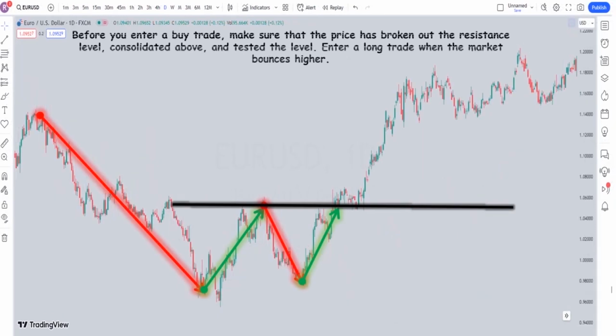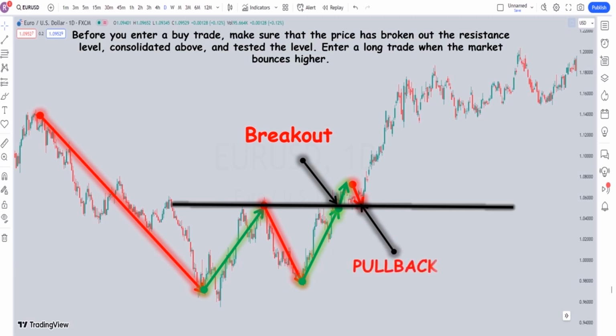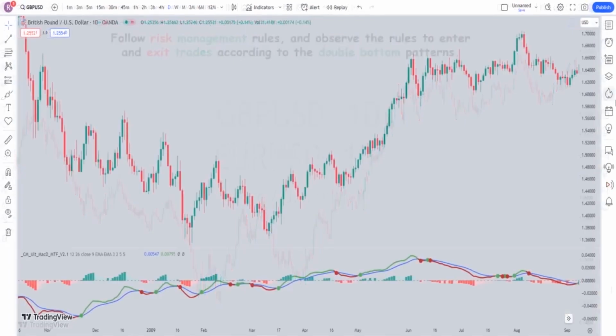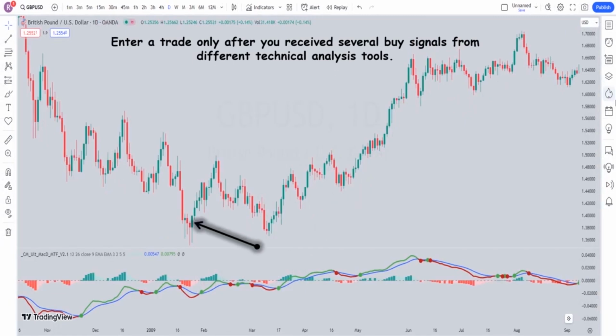4. Before you enter a buy trade, make sure that the price has broken out the resistance level, consolidated above, and tested the level. Enter a long trade when the market bounces higher. 5. Follow risk management rules, and observe the rules to enter and exit trades according to the double bottom patterns. 6. Enter a trade only after you received several buy signals from different technical analysis tools.